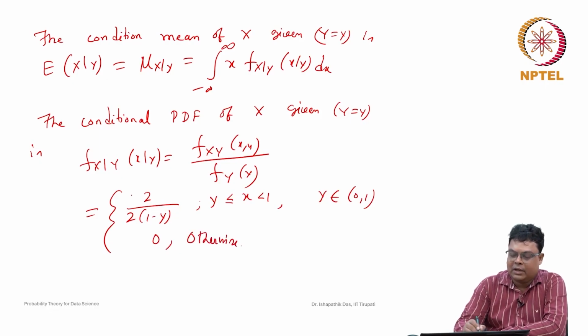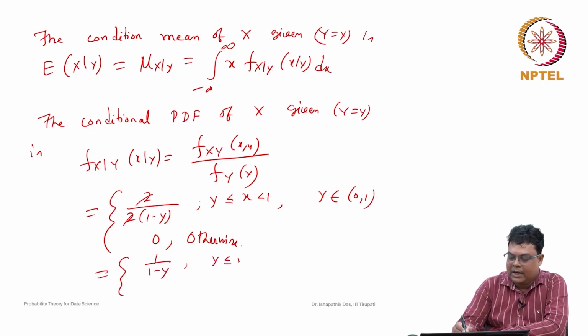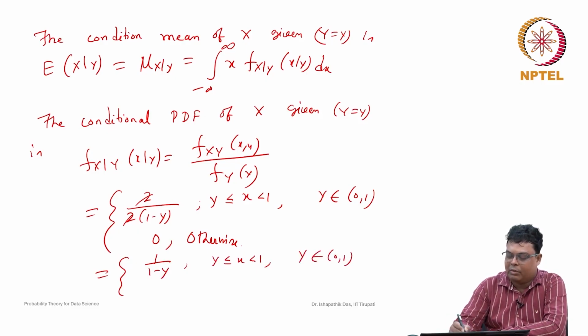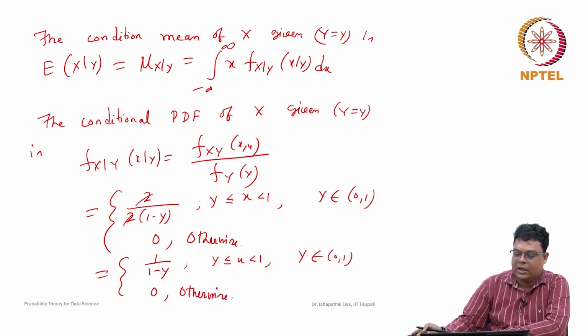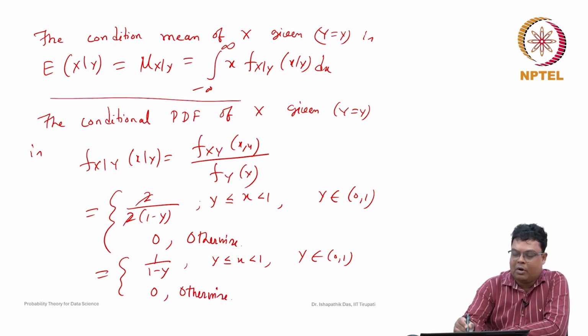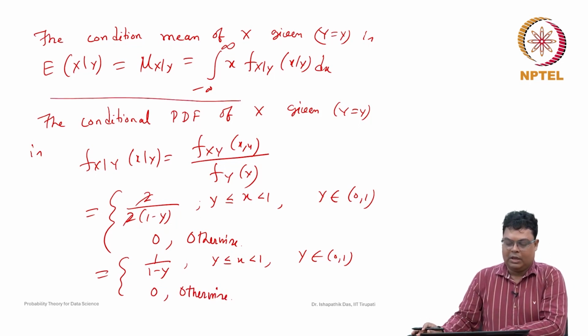So here it is a function of x, but it is like a constant, so it is again a uniform distribution, 1 by 1 minus y, in the interval y less than or equal to x less than 1, for given values of y belonging to 0 to 1. For particular values of y, this will be a uniform distribution, and 0 otherwise. So this is the probability density function. Hence from here we can compute the conditional mean.